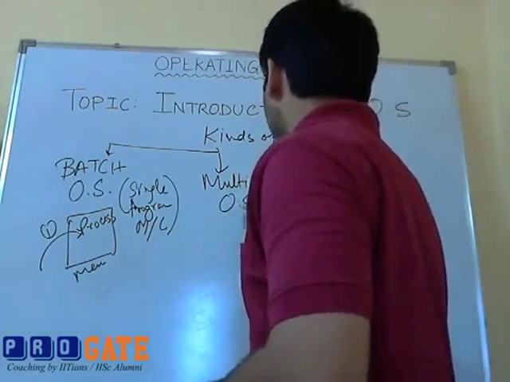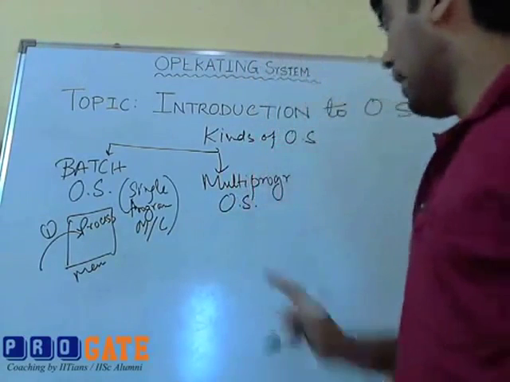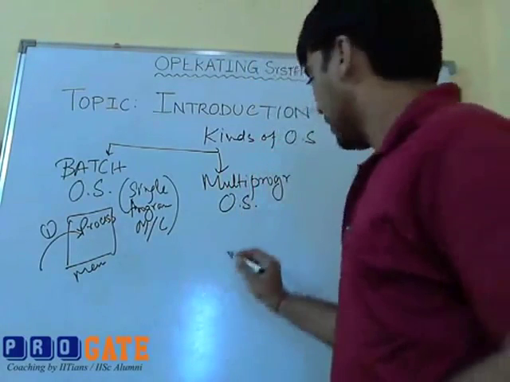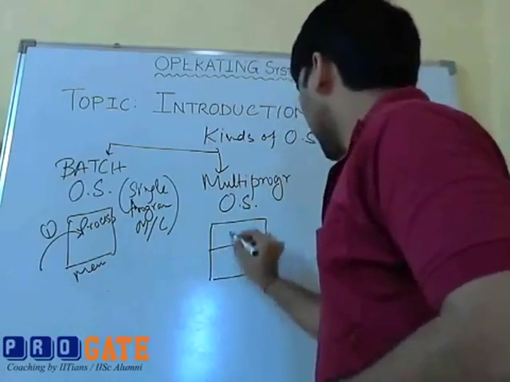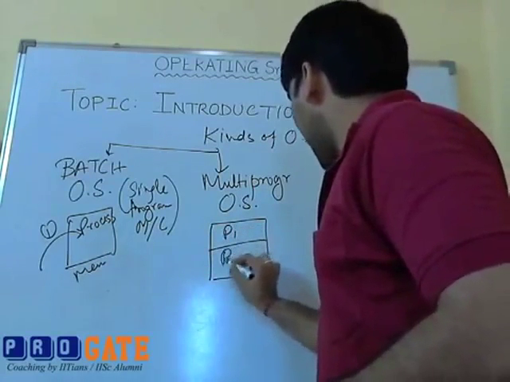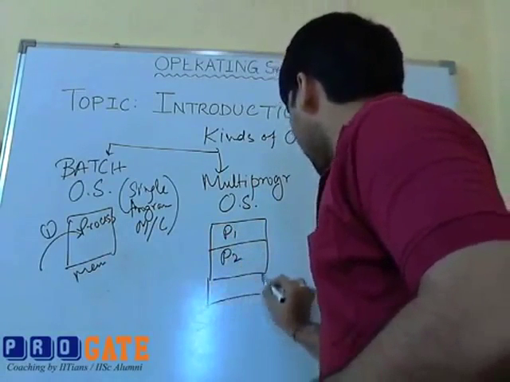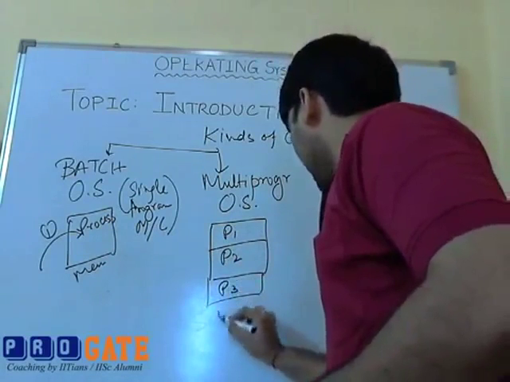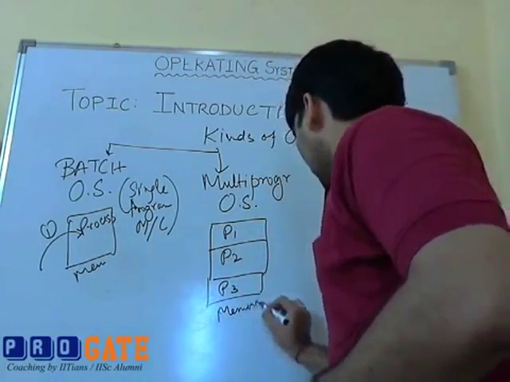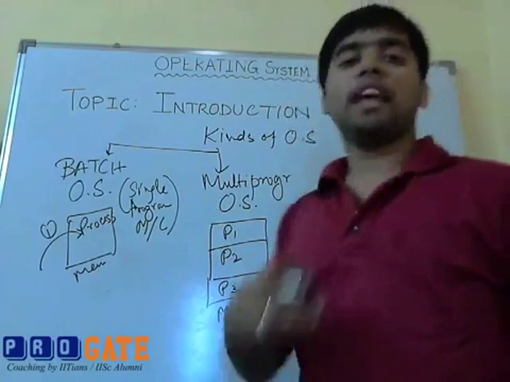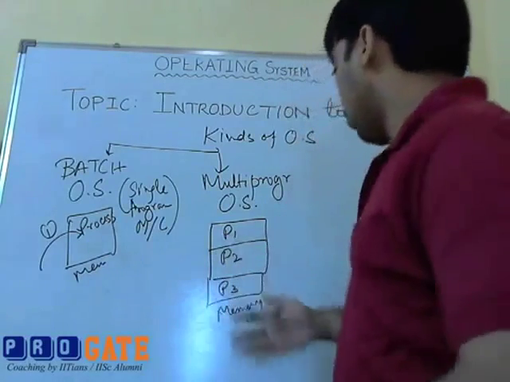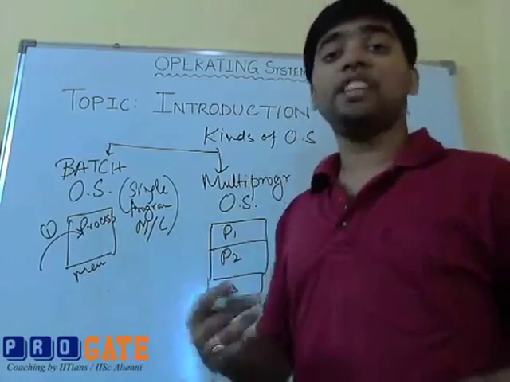Multi-programming OS. In a multi-programming OS, the operating system can load multiple number of programs into the memory at one time. Now, what is the advantage that we get out of loading multiple number of programs in the memory?